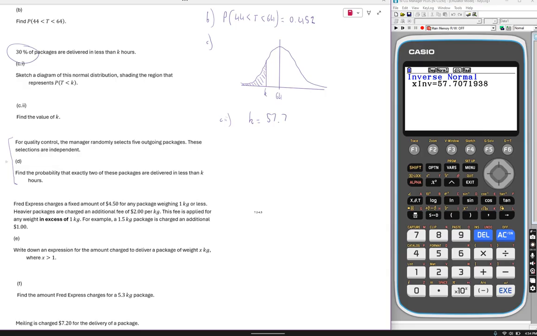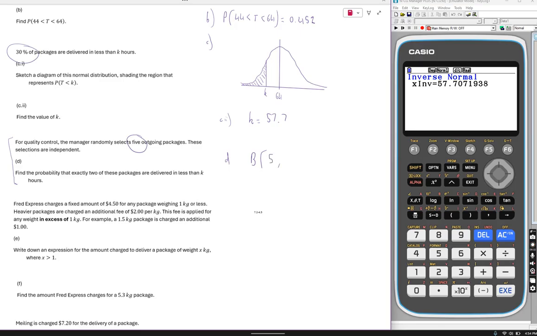So find the probability that exactly 2 of these packages are delivered in less than K hours. What we have for part D is a binomial distribution because they are either delivered in less than K hours or they aren't. So there's 2 outcomes. We have the number is 5 because they're selecting 5.